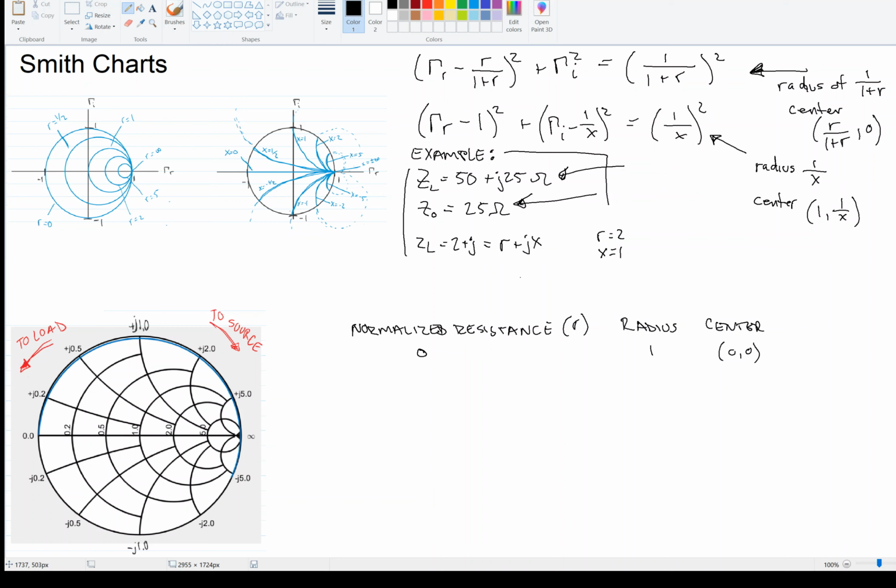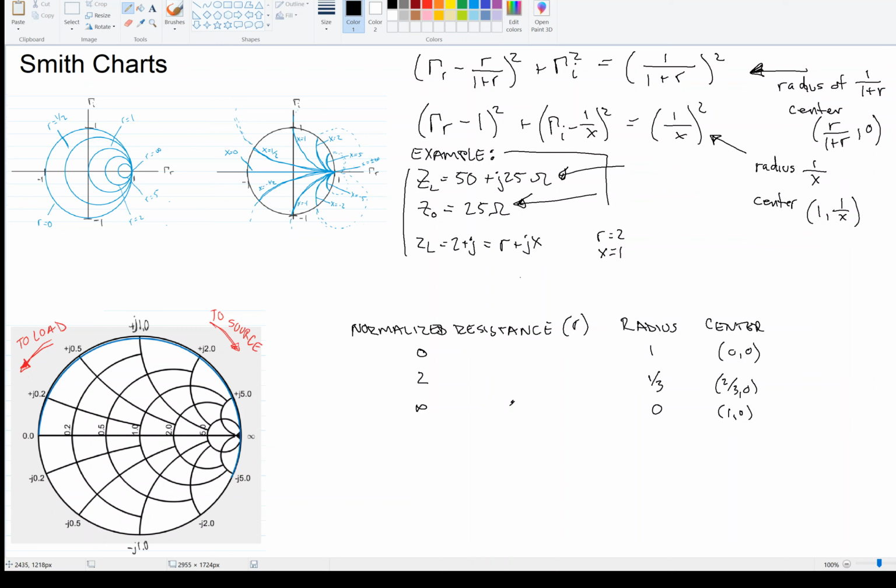All right, and let's look at another one. Maybe the normalized resistance is 2, and in that case, if you plug R is equal to 2 up here, you'll see that we have a radius of 1/3 and a center at 2/3, comma 0. I guess that's what we did here. Also, we can have infinity, right, an open circuit, and if you plug in infinity up here, you'll see that the radius is 0 and the center is 1, comma 0. That's an interesting case, and I'll say more about that in a second.